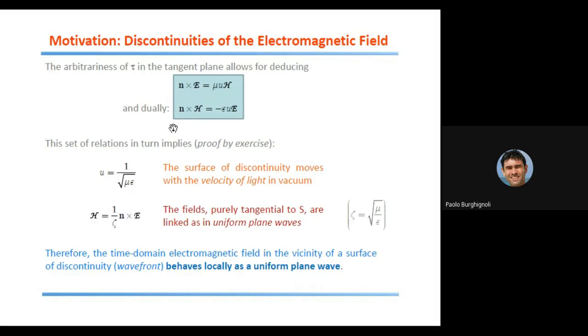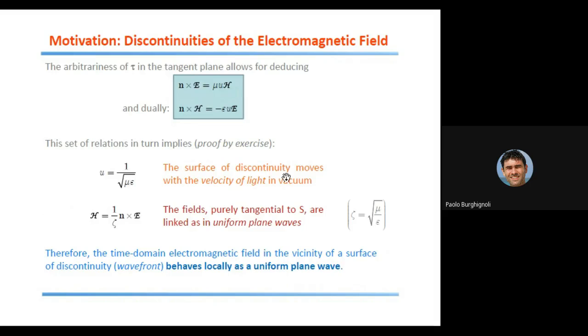This set of relations we have derived can be shown, and you should do that as an exercise, to imply that the value of the velocity u must be equal to 1 over the square root of mu epsilon, which of course you will recognize is the velocity of light in the medium we are considering. It's not in vacuum, this is a typo. It would be in vacuum if the medium were the vacuum. Otherwise, it's the velocity of light in the medium we are considering.